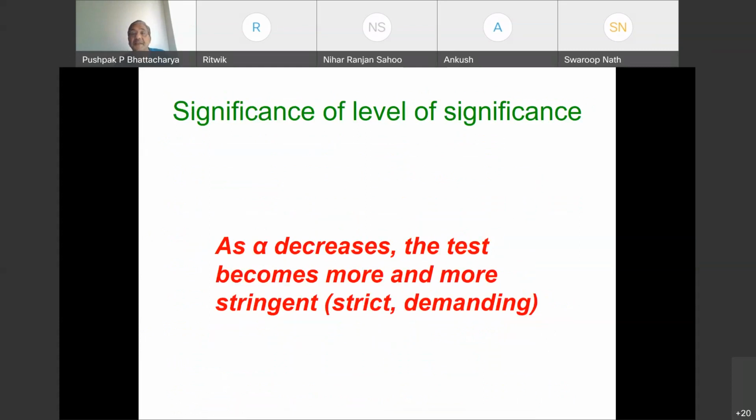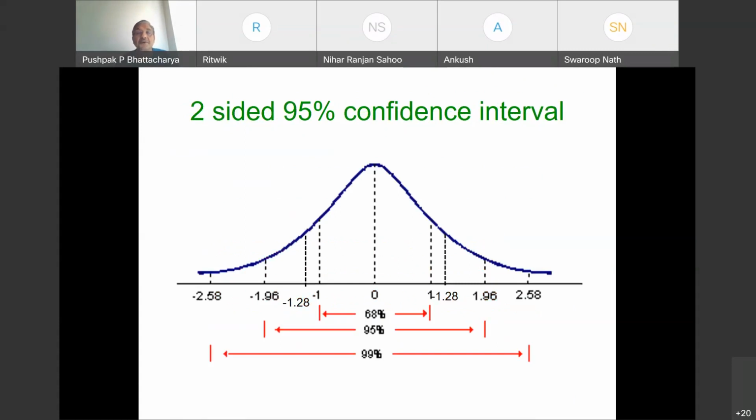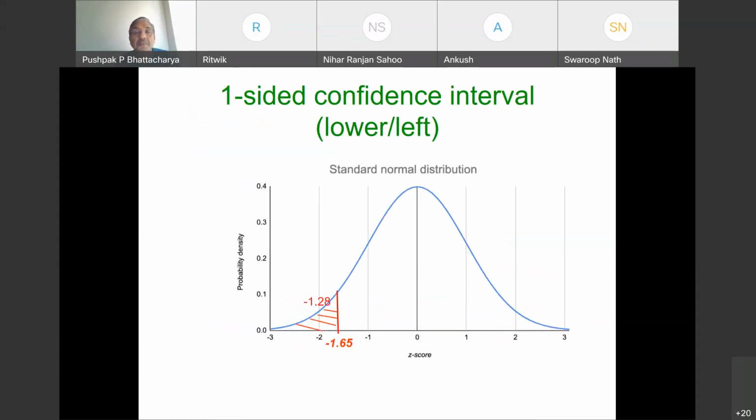Significance of the level of significance. As alpha decreases, the test becomes more and more stringent, that is strict and demanding. So this we have discussed already.